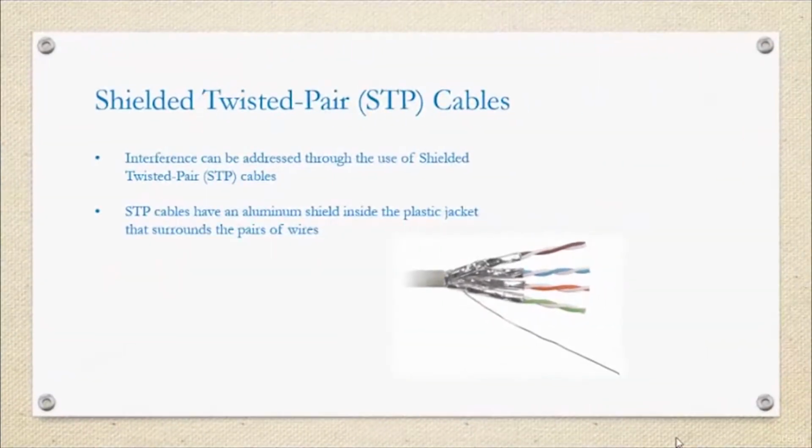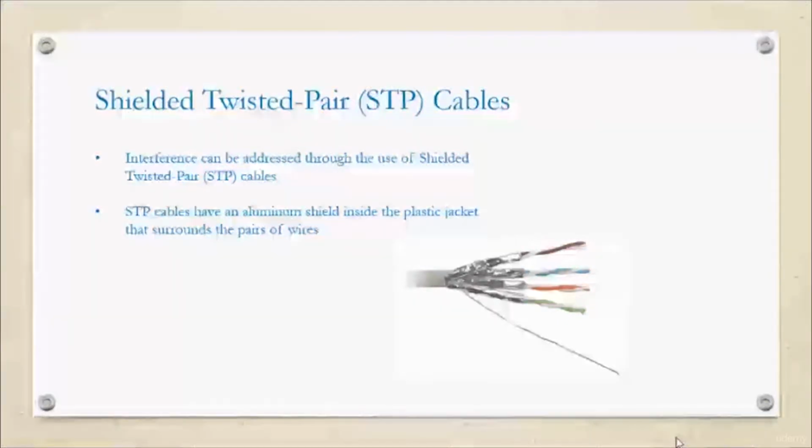So we can combat crosstalk with shielded twisted pair cables. Not just crosstalk, but general interference can be addressed through the use of shielded twisted pair cables, or STP cables. And all we do is wrap each pair with an aluminum shield, and then we put all of those pairs back inside of a plastic jacket. Now, keep in mind that shielded twisted pair cables are typically a little bit more expensive than unshielded twisted pair cables, right?